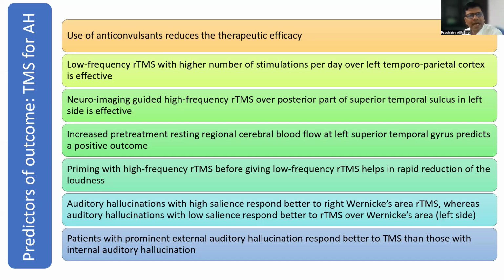Then low frequency rTMS with a high number of stimulations per day over the left temporoparietal cortex is another technique which predicts a better response. If you are doing neuroimaging guided high frequency rTMS over the posterior part of the supratemporal sulcus, then that gives a better response. So these are various neuroimaging, frequency related, laterality related targets that predict the outcome of auditory hallucination treatment with rTMS.